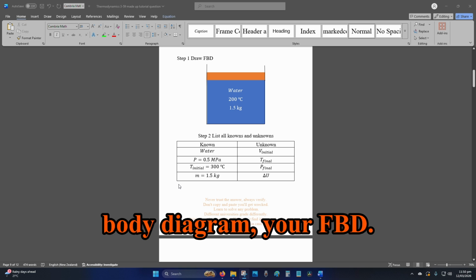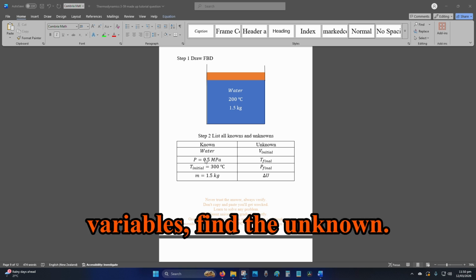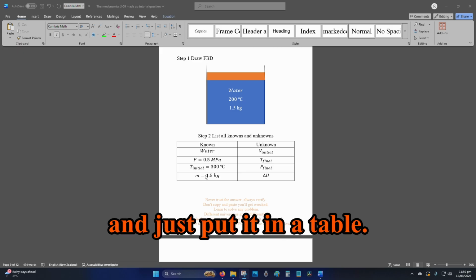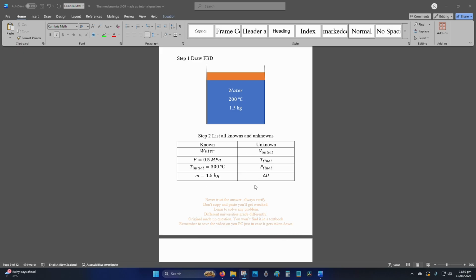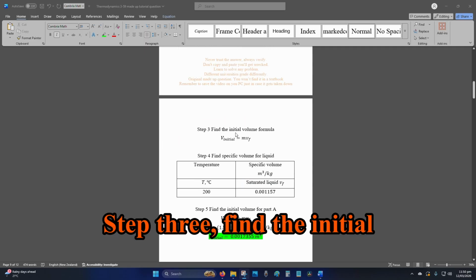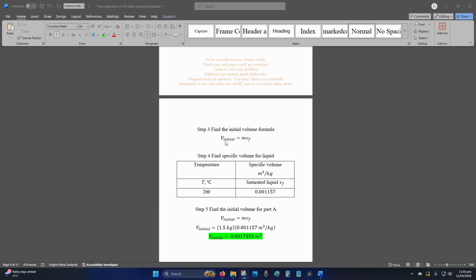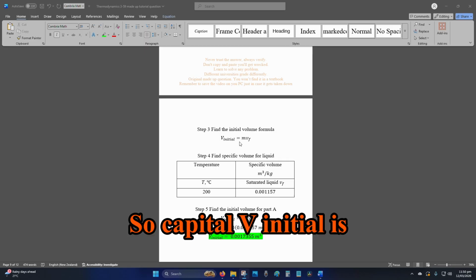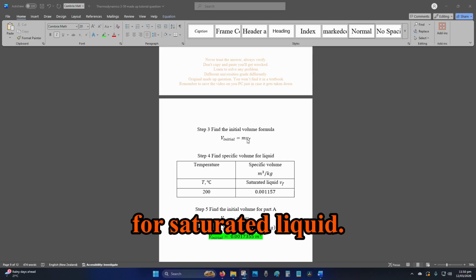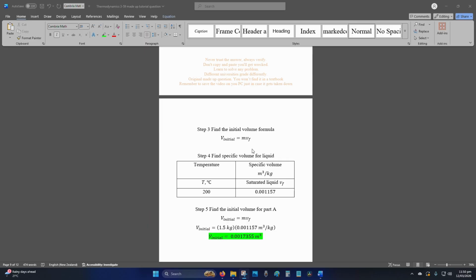Step 1, draw your free body diagram, your FBD. This will help you visualize the problem. Step 2, list all the given variables and find the unknown. So we took the question and just put it in a table so it's easy to see. Step 3, find the formula for initial volume. So capital V initial is equal to mass multiplied by the specific volume for saturated liquid. The f represents fluid.